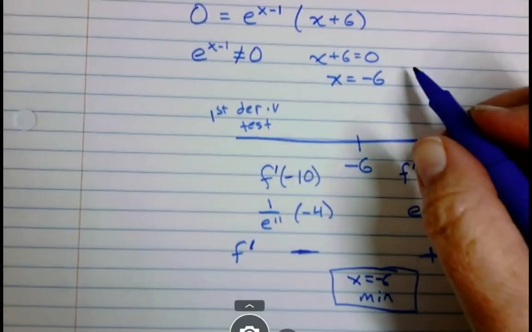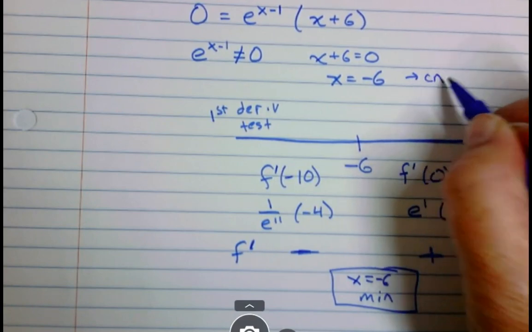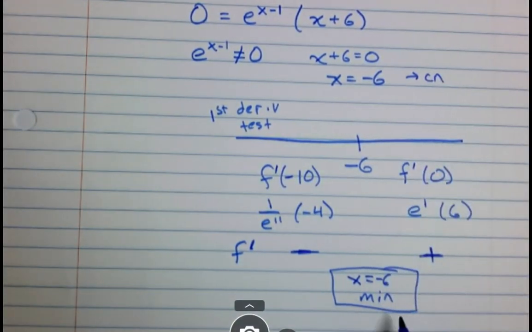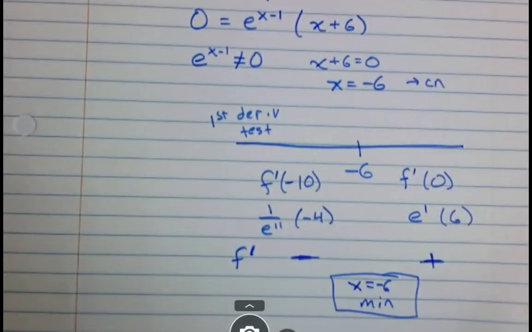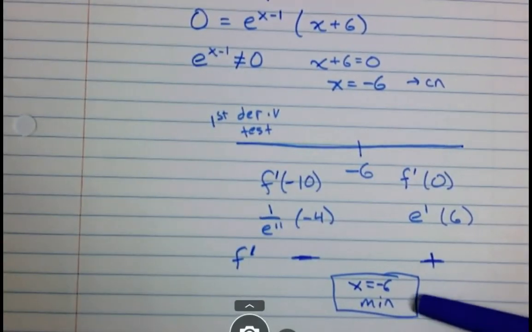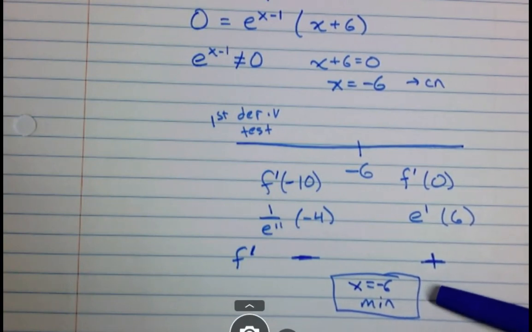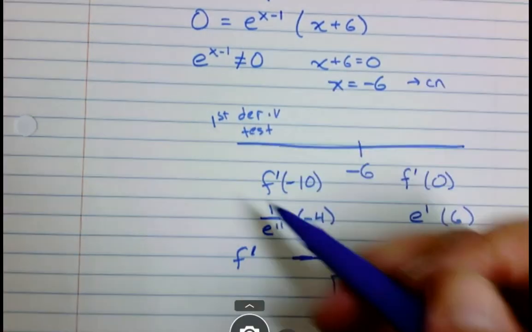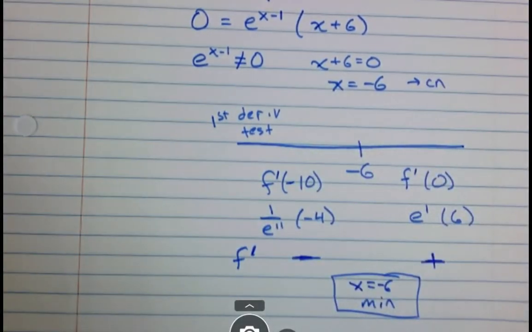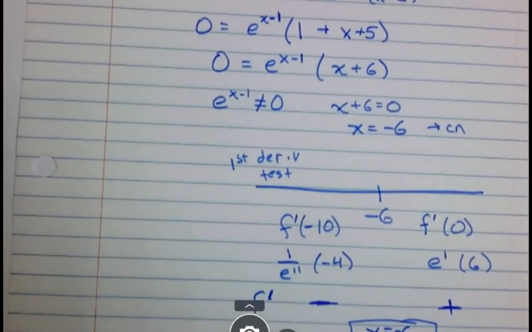And that reminds me, I forgot to mark this earlier as a critical number. Okay, so x equals negative 6 is a min. I got my answer. Now, what was really interesting about this graph, and I could see College Board using this one, is that even if you had a calculator, this minimum is really hard to find by looking. Even if you zoom in, it's really tough to find out that x equals negative 6 is a min. So you actually need to do this process to get there.